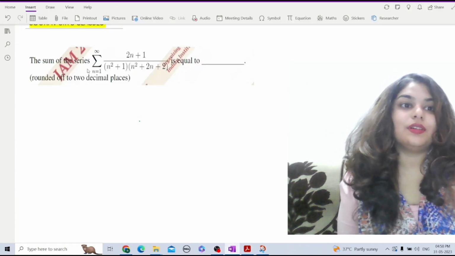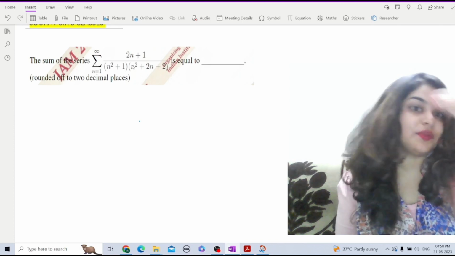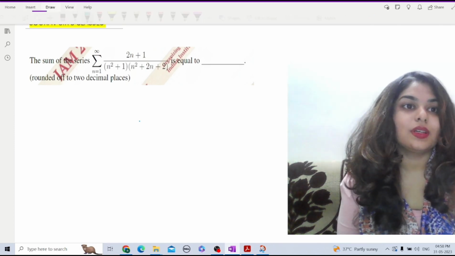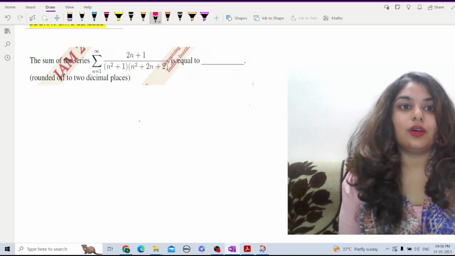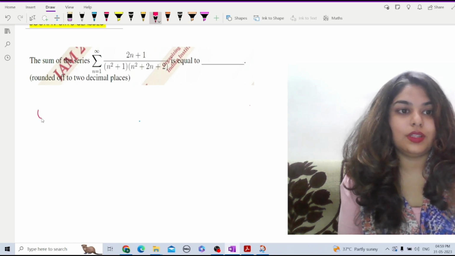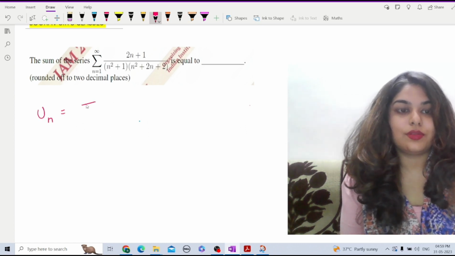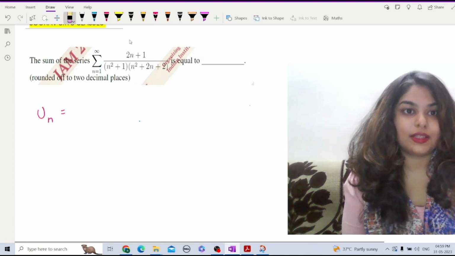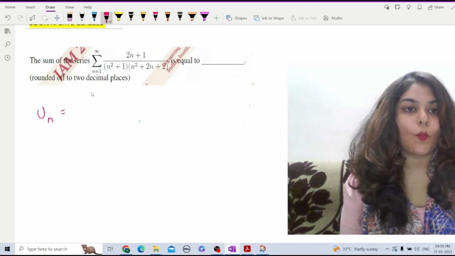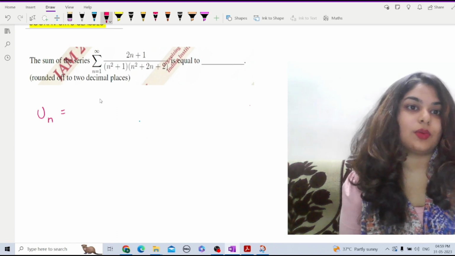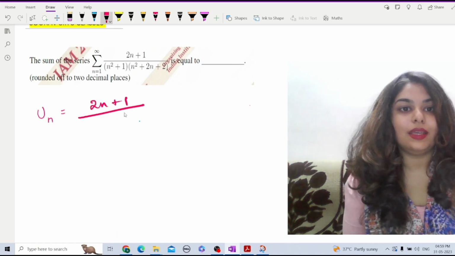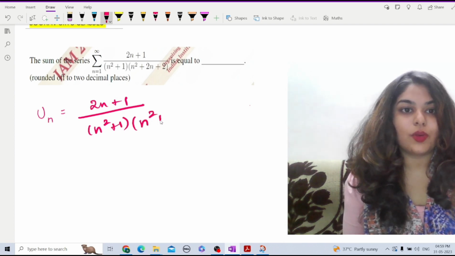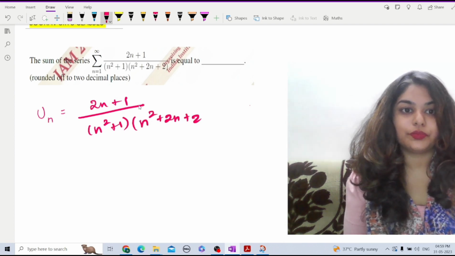So the next question is that we have to find the sum of the given series. Let us denote the general term by un, where un is equal to 2n plus 1 divided by n square plus 1 into n square plus 2n plus 2.